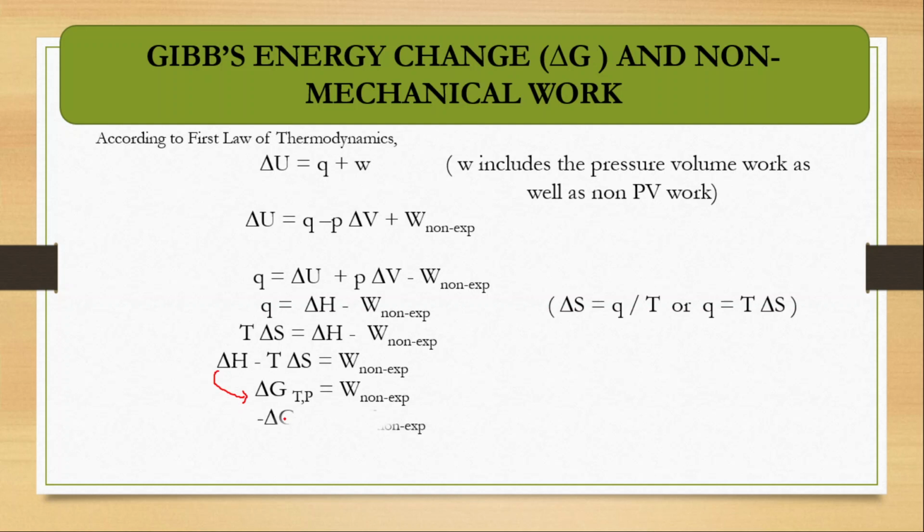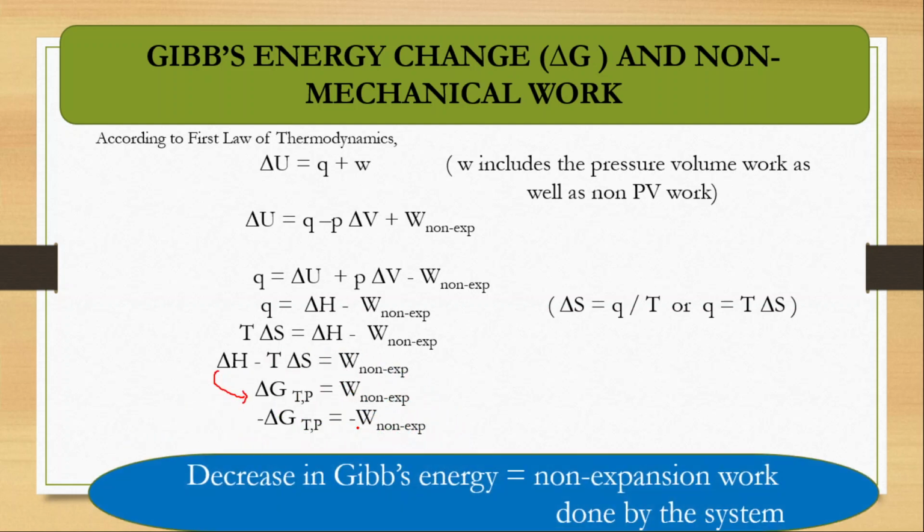Now we are going to take a negative sign on both sides. We have taken a negative sign on both sides. Clear? So what does it indicate? This negative sign indicates negative delta G, or decrease in Gibbs energy, indicates that the reaction is spontaneous. If the reaction is spontaneous, then W is also negative. Minus W indicates that work is done by the system.